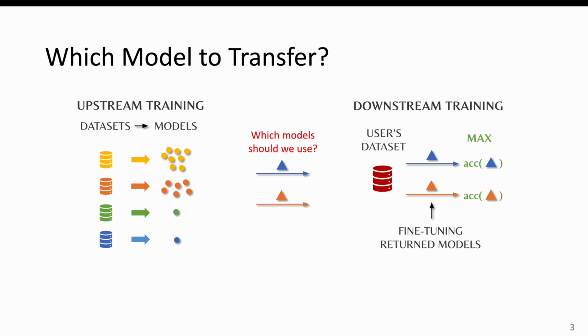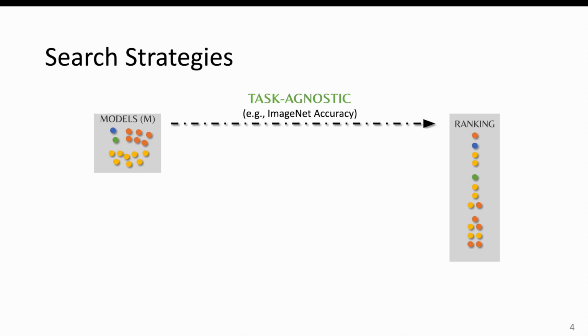And there are different search strategies. We categorize them into four different categories. But the goal of all the search strategies is, given a set of models, to create a ranking so that the user can select the top one or top two models. Now, the first category are task-agnostic search strategies. These search strategies look at metadata of the models and create a ranking solely based on those.